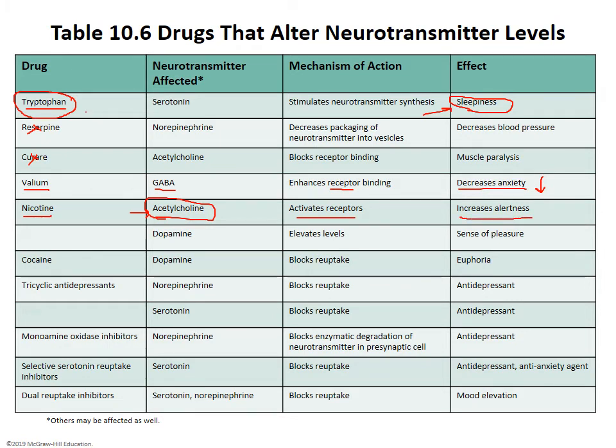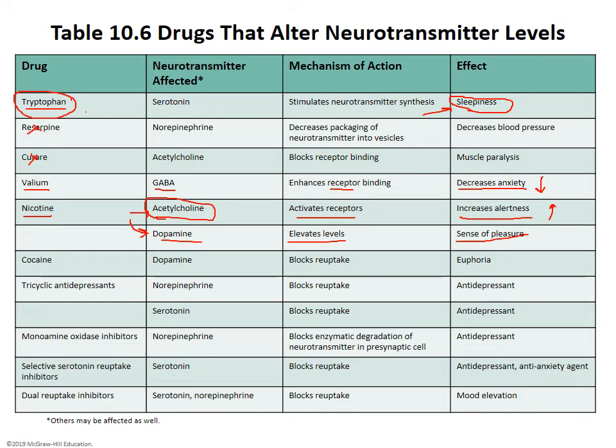People will say, oh, it helps me calm down. It really doesn't. It actually is a stimulant. It increases your alertness. But the reason people think it makes them calm down is it is going to elevate the levels of dopamine, which makes you feel like you're happy. It elevates the sense of pleasure. That's the thing that kind of gets people addicted.